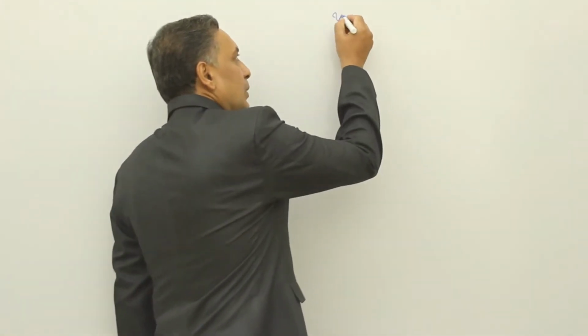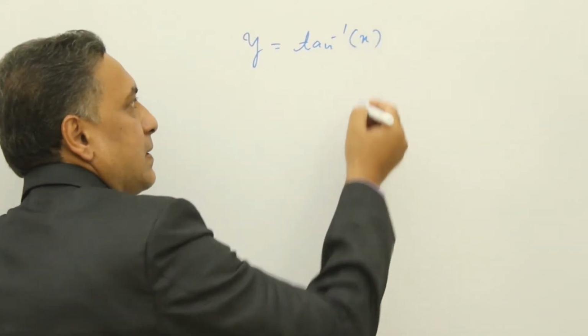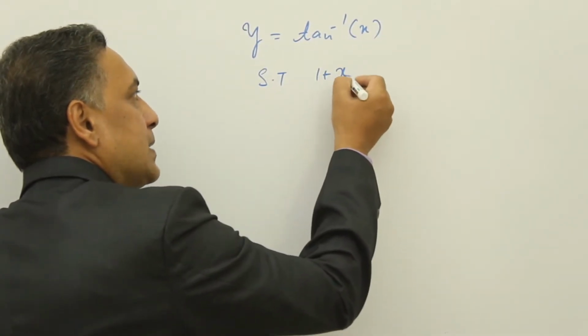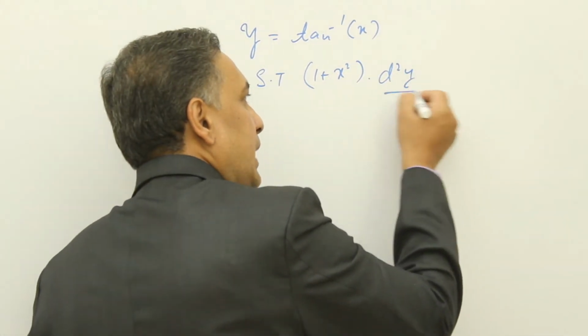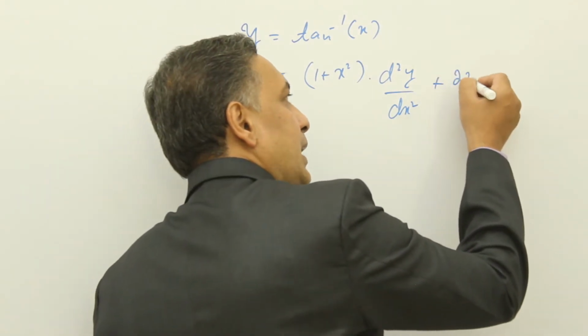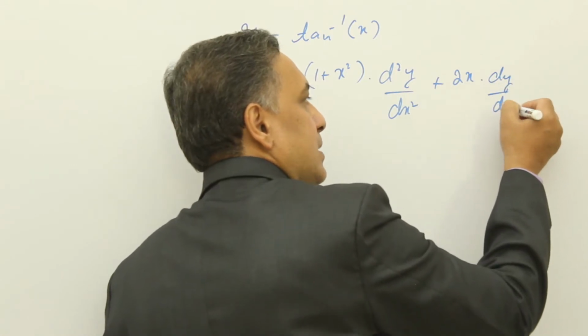Today, we shall do proving type problems based on successive differentiation. So example one would be, one of you call out the question. Y equals tan inverse of x. Show that 1 plus x square into d square y divided by dx square plus 2x into dy by dx equals 0.